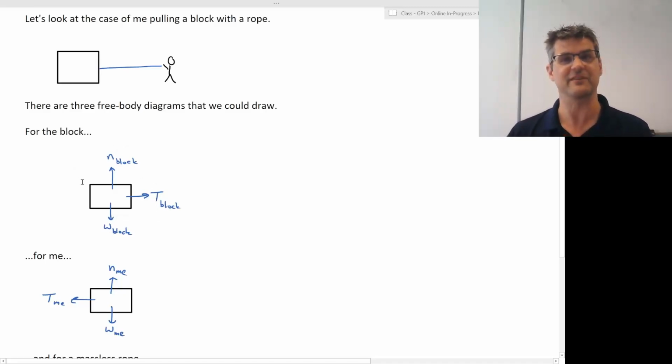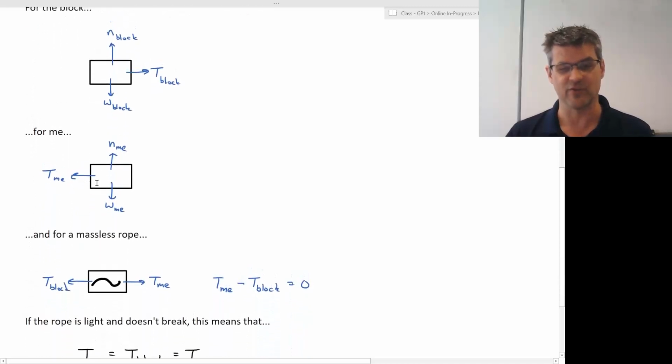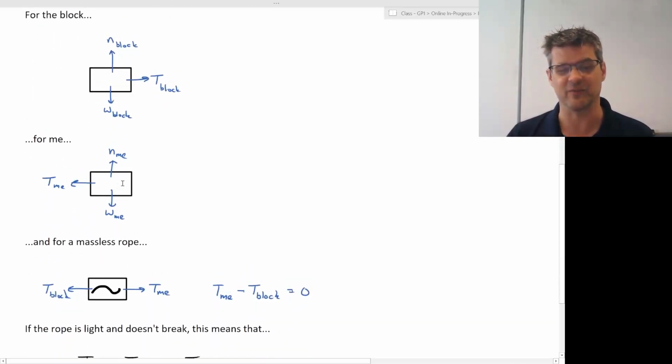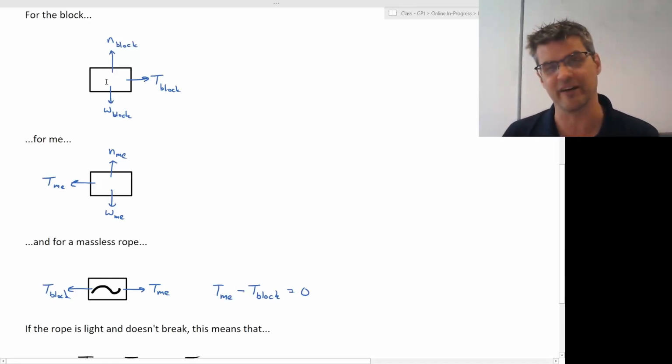Now it turns out I'm in this diagram as well. So what are the forces that are acting on me? Well, I'm also standing on the floor. So is the floor putting the same force on me as it is on the block? Probably not. But it is going to be some normal force. Is the weight of me the same as the weight of the block? Probably not.